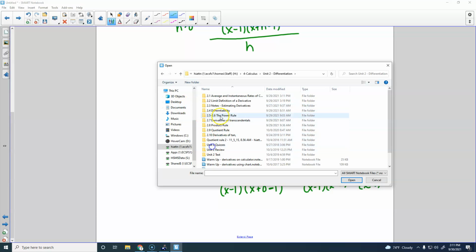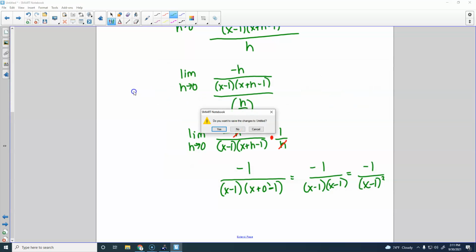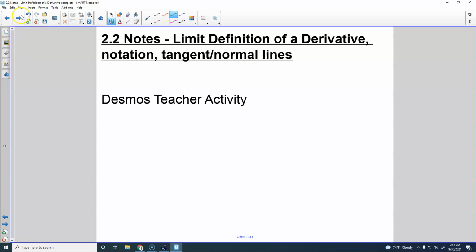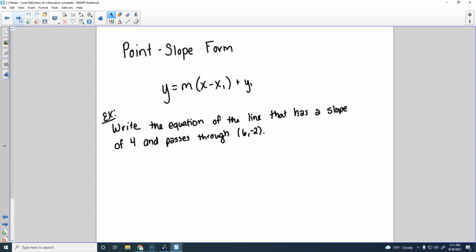Okay, get those notes from yesterday back out. Let's see where we're at. We should be on the back of the first page. We got the point slope form. Okay.